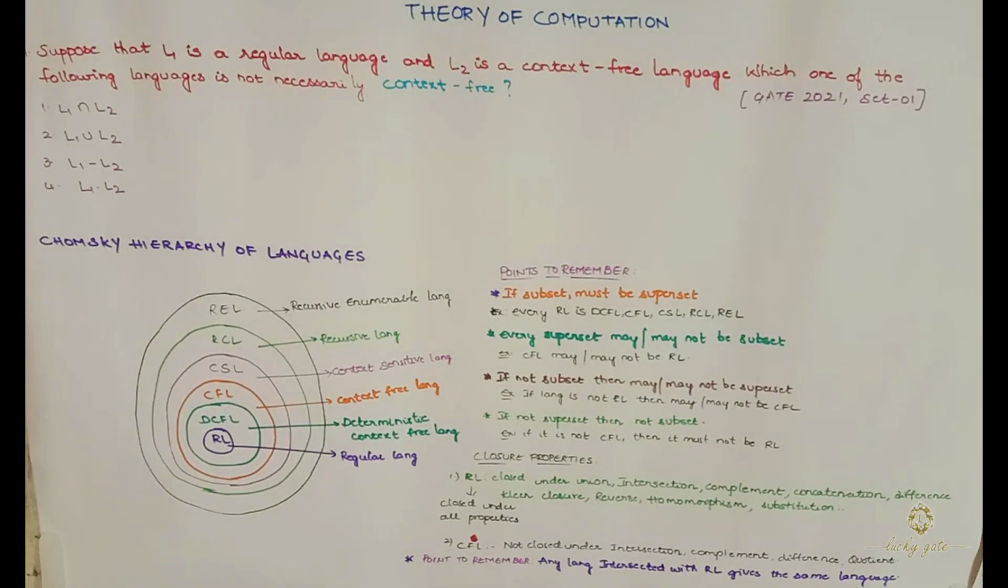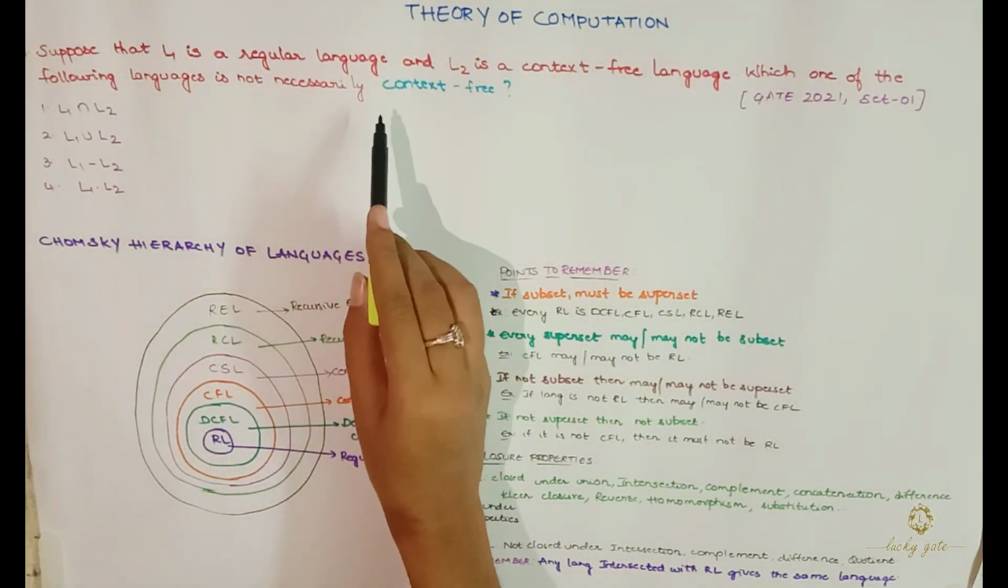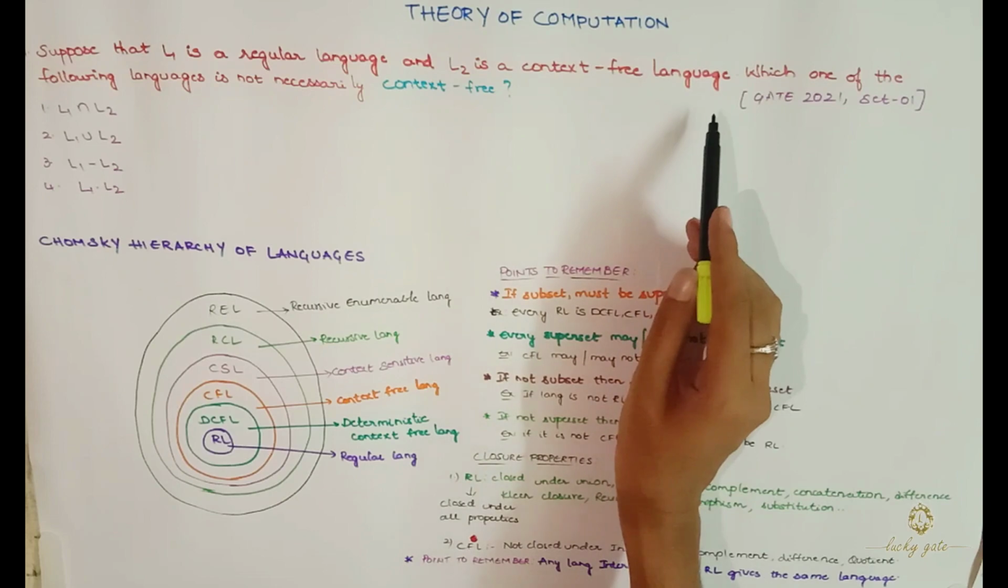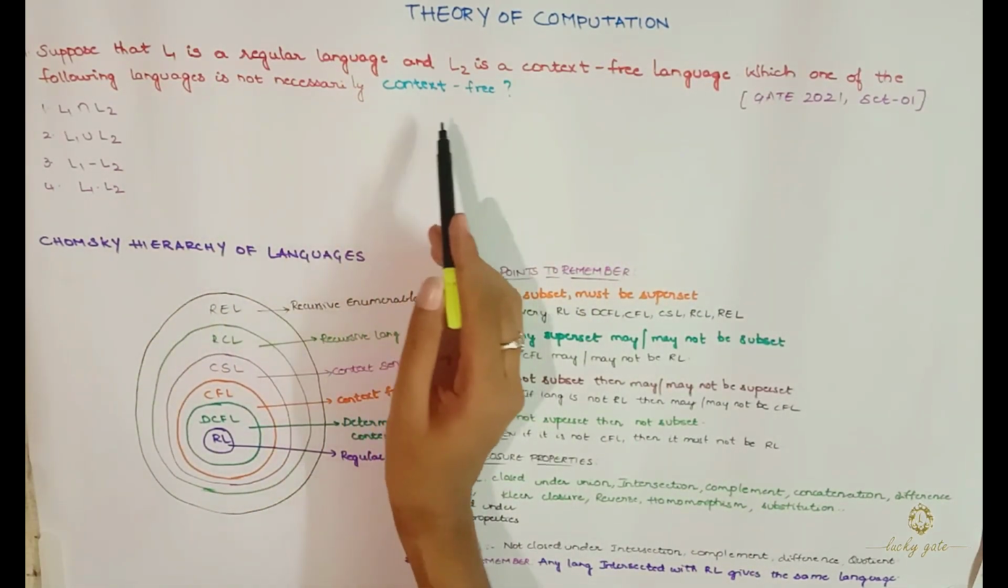Hello guys, today let's discuss one GATE 2021 Set 1 question on the subject Theory of Computation. So here is a question. Suppose that L1 is a regular language and L2 is a context-free language. Which one of the following languages is not necessarily context-free?